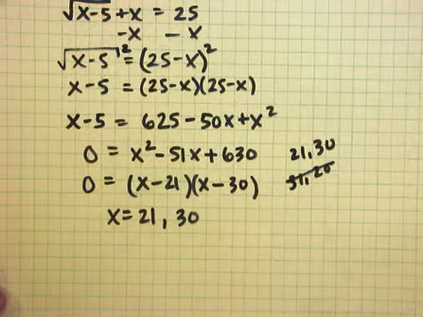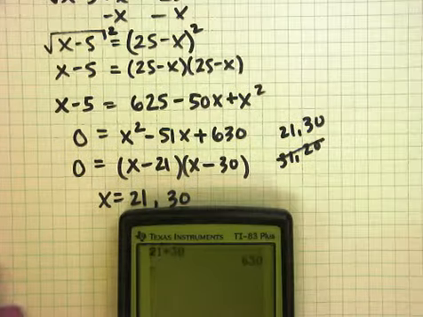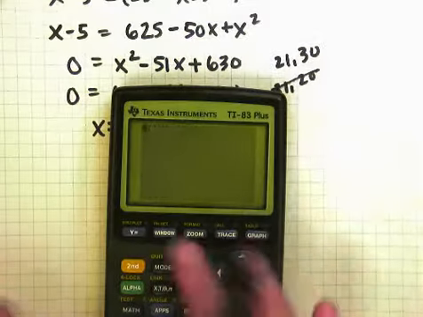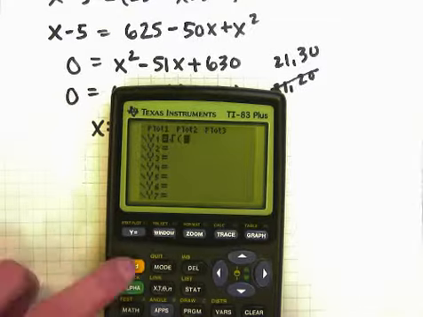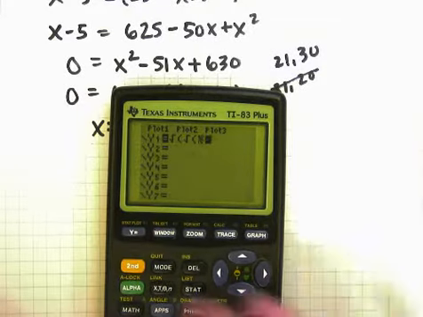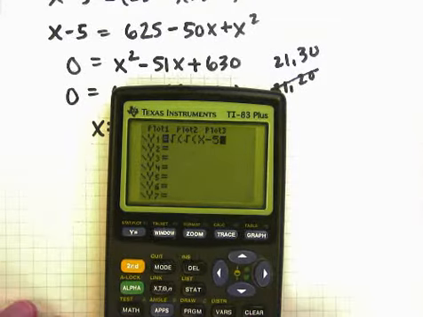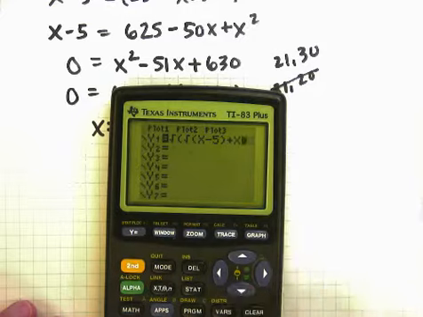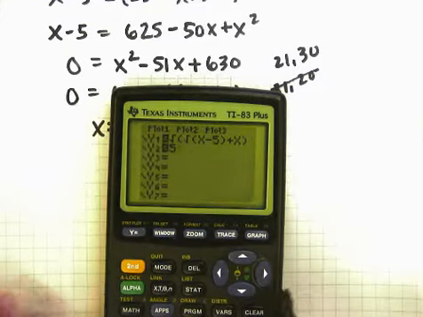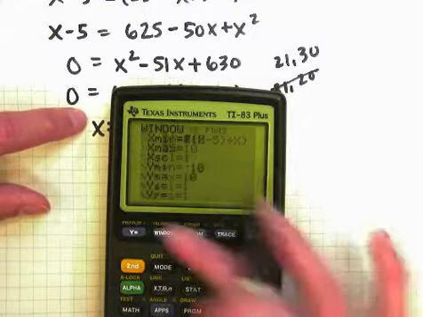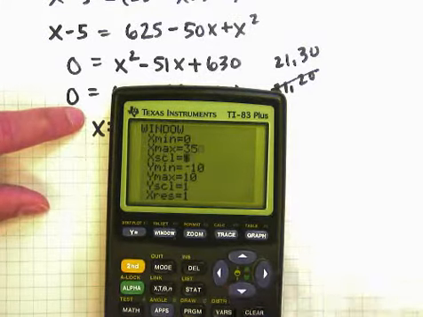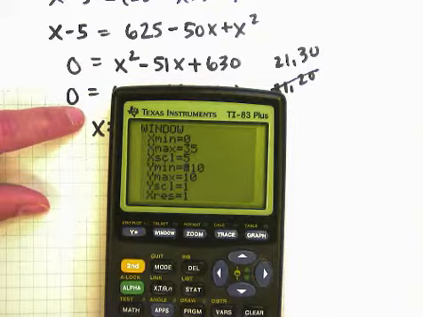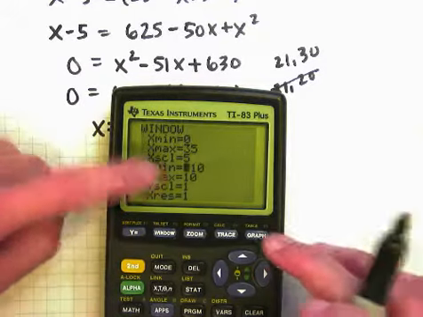You could also, if you didn't want to have to plug it back in, check this graphically. So you could plug in the original problem, the square root of the square root of x minus 5 plus x, make sure I close that parenthesis, equals 5. And I know x is going to be 21 and 30, so I'm going to have to adjust my window. I better make it go out to at least 35, counting by 5s. I want to know when it equals 5, so that window is good.